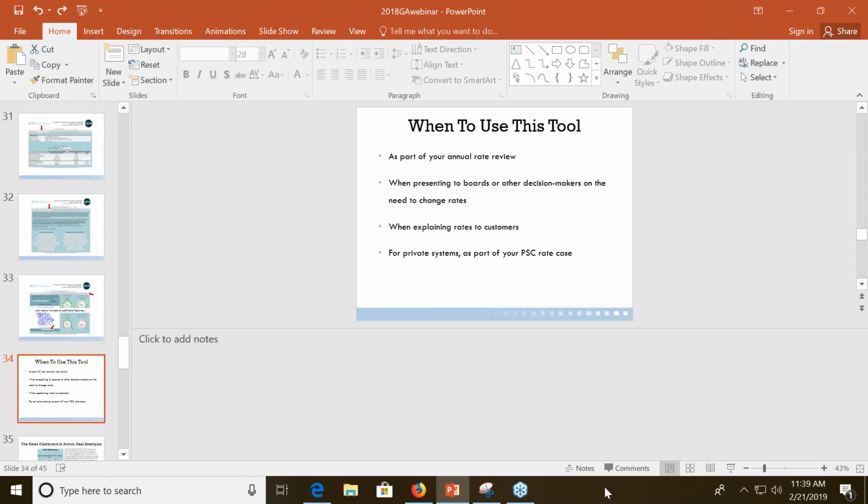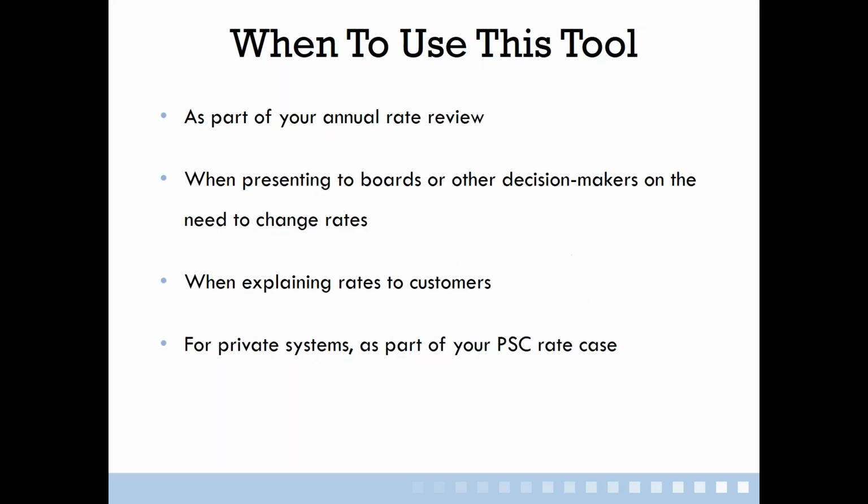When to use the tool? Great question. So the dashboard is online, obviously, it's interactive, it's there. This tool is a great way to present to whoever you need to, your board, your customers, the media, how your utility is doing. So as part of your annual rate review, which we hope you are, you're reviewing your rates annually and making sure that they still meet your priorities when you're presenting.